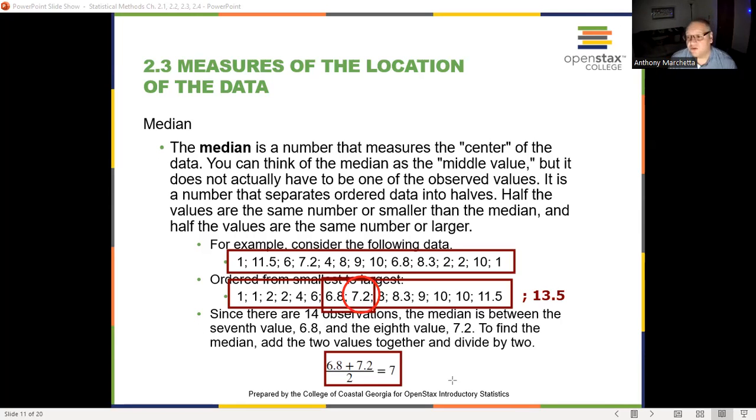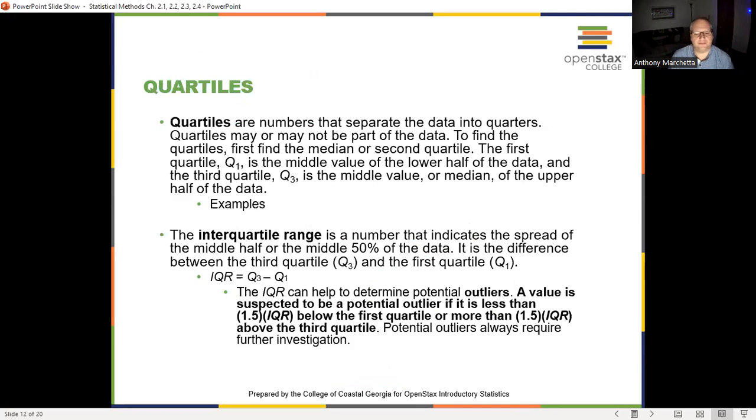It's the same situation with quartiles and with percentiles. Sometimes they are in the data, sometimes they aren't for different reasons. Okay, so let's clear that. Now we'll talk about quartiles. Quartiles are numbers that separate the data into quarters. Quartiles may or may not be part of the data.